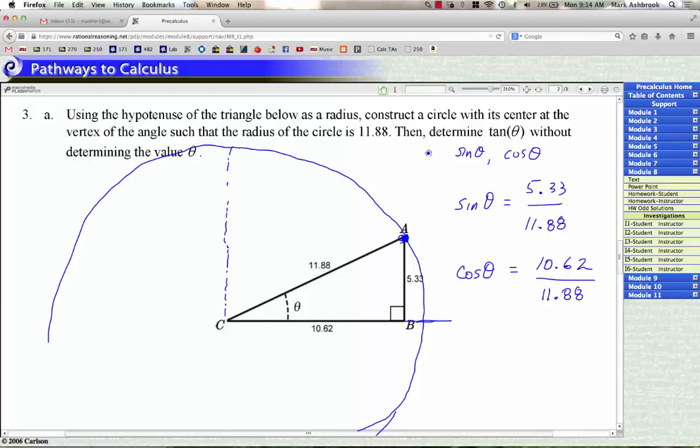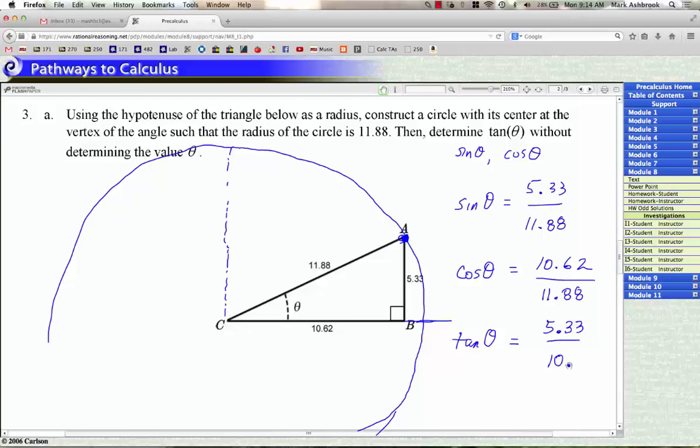And 11.88 is still the radius. So we want this fraction, 10.62, of 11.88. That gives us this horizontal position, which we know is our cosine. Tangent theta. What is tangent theta? Ashley? Because?